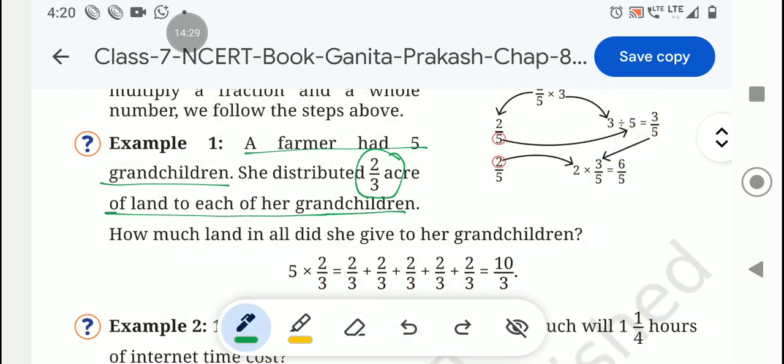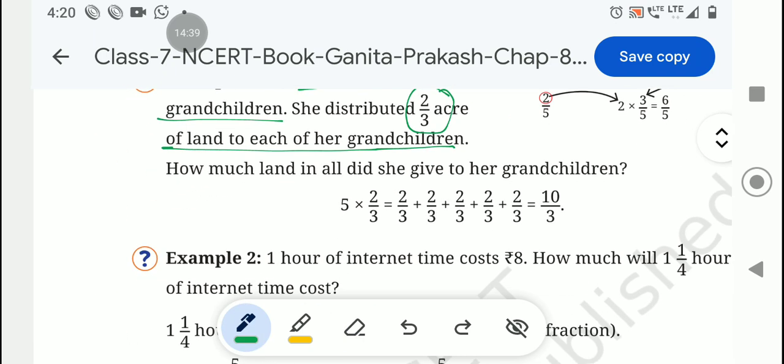Total how many grandchildren are there? 5. How many acres are there? 2 by 3. How much did she distribute to each? 2 by 3, 2 by 3. To get the answer, you have to do 2 by 3 into 3.